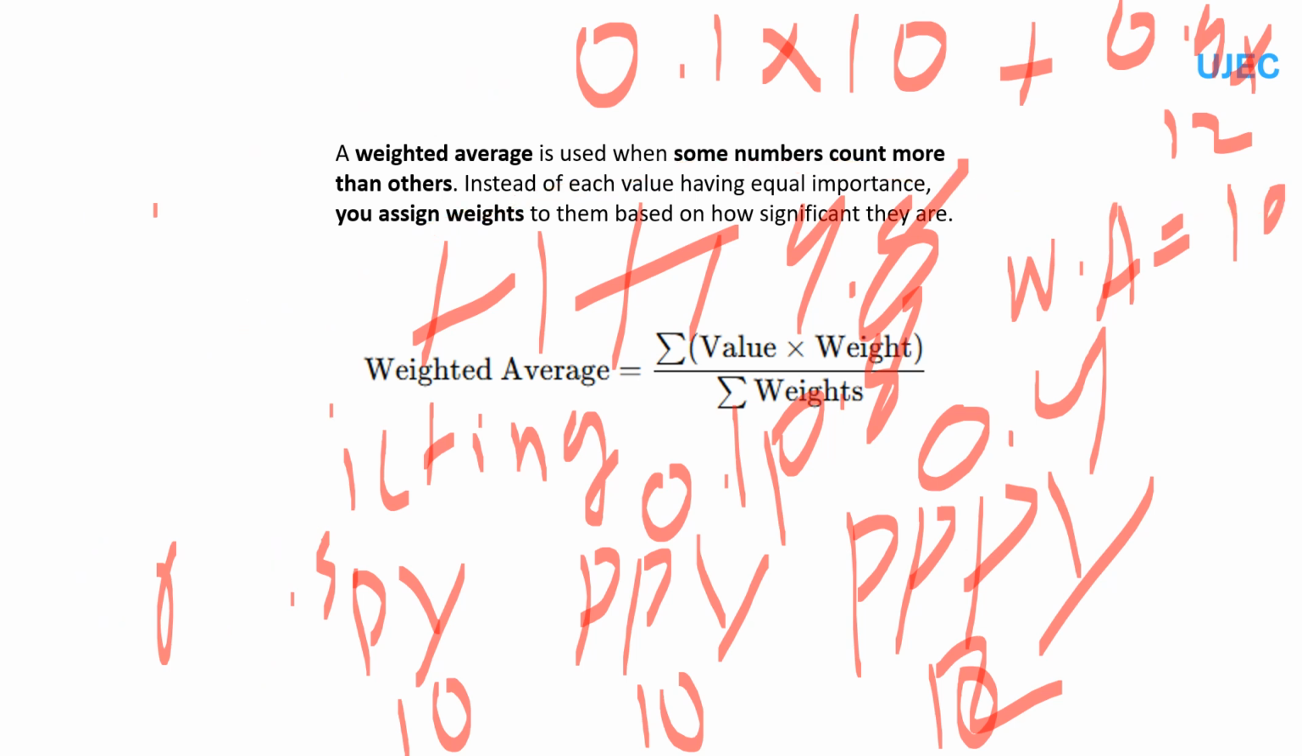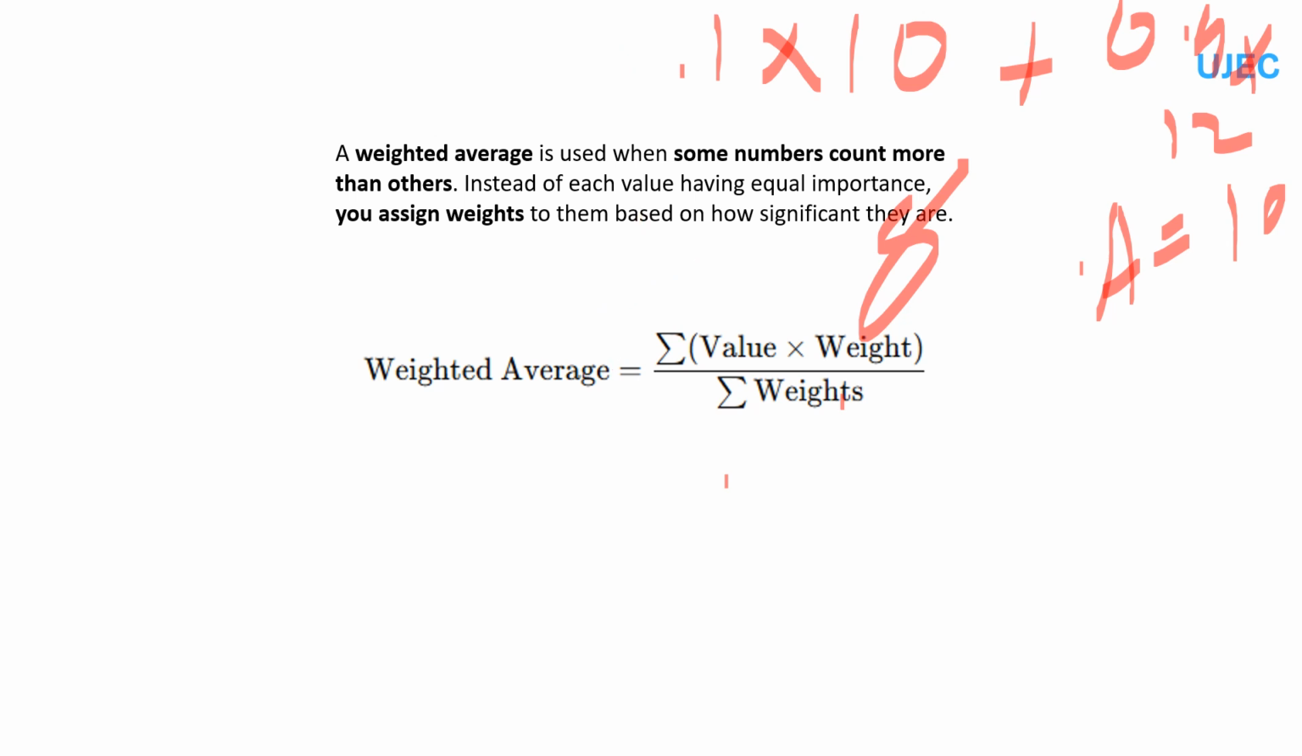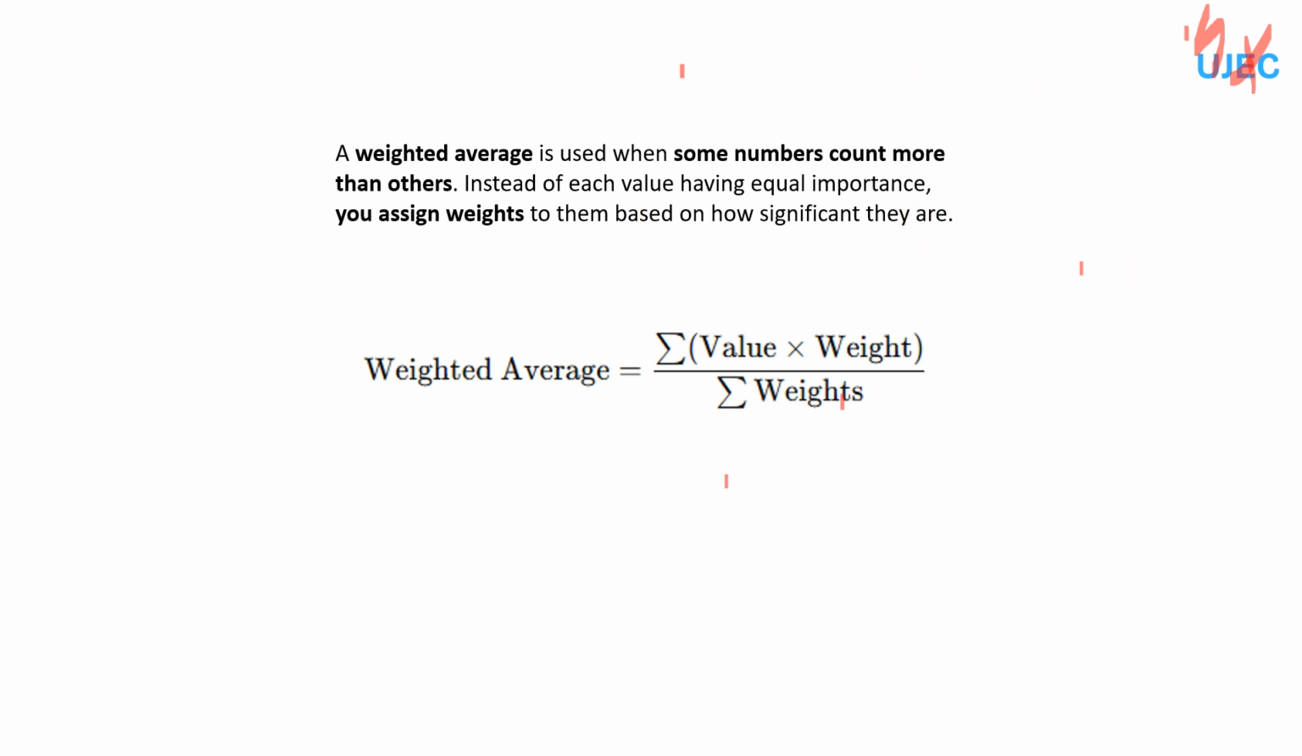It is different from averages. A weighted average is the average that gives different importance to different values in a data set. In an average, you will get the same importance, the same thing, for every value. But this is not the case with weighted average.